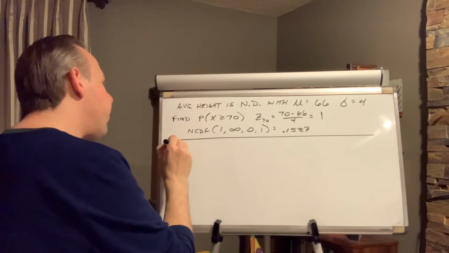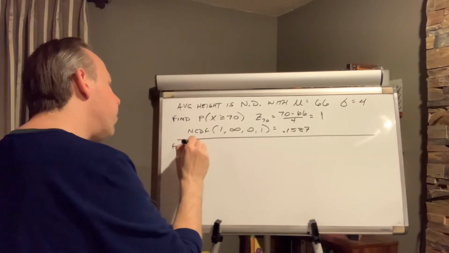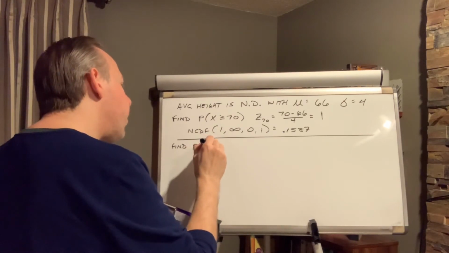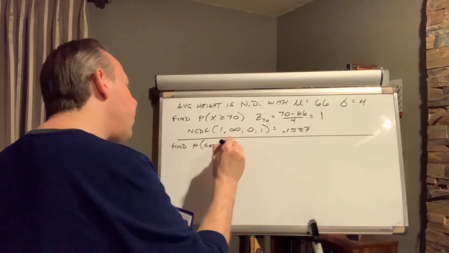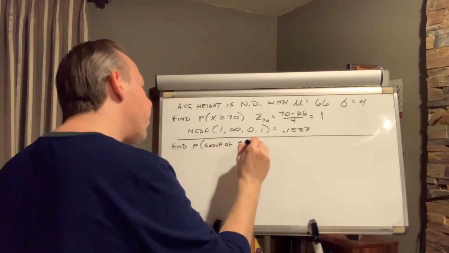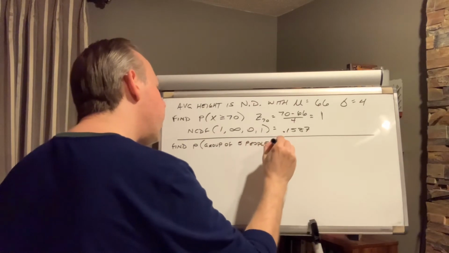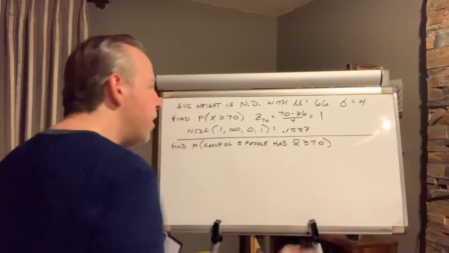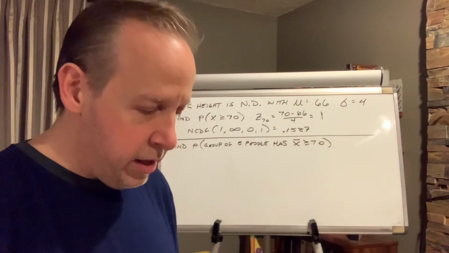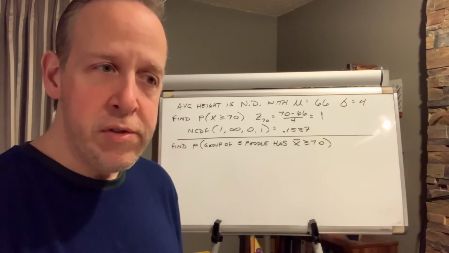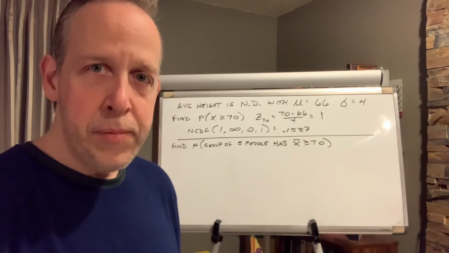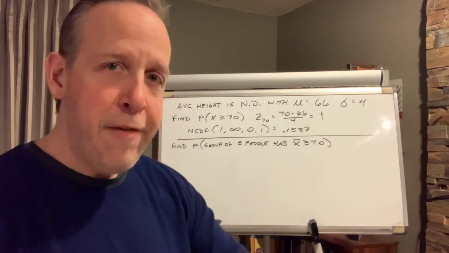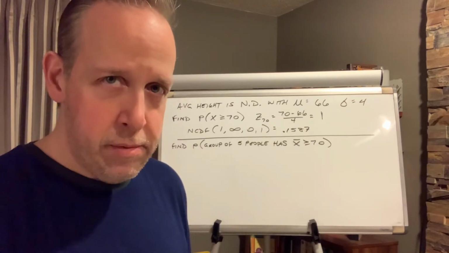Now, I want you to, instead of finding an individual, find the probability that a group of 5 people chosen at random has an average height of at least 70 inches. Now, this is obviously the key distinction between sampling distributions and just normal probability. I'm not looking for one person right now. I'm looking for a randomly chosen group of 5 people whose average height is at least 70 inches.